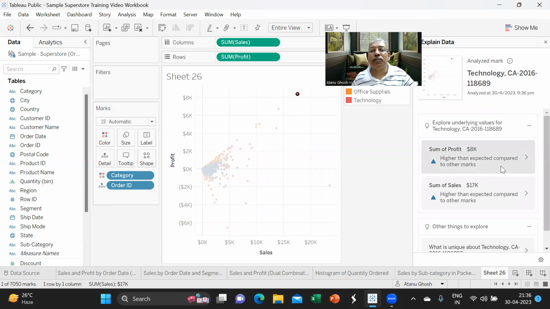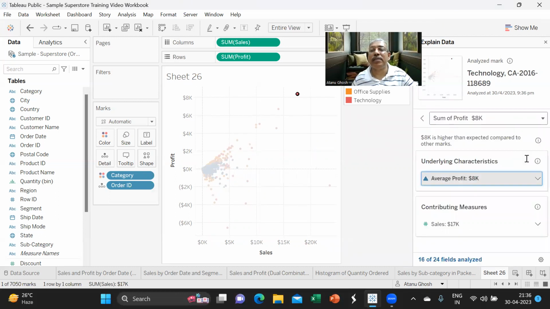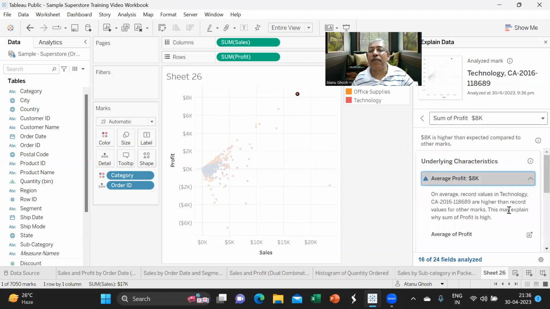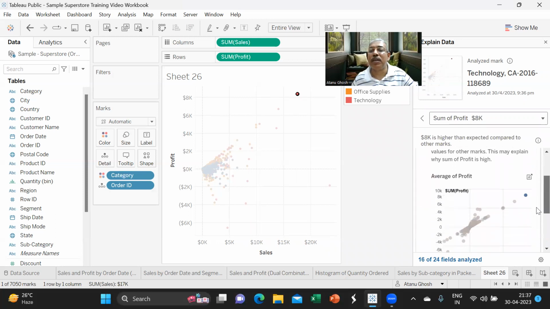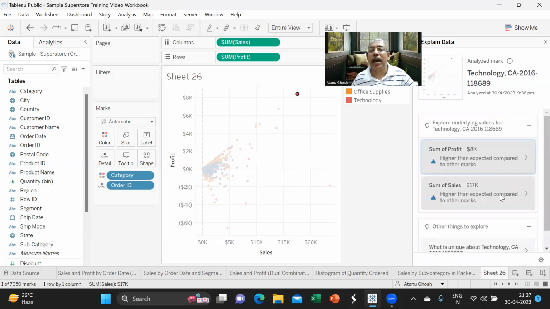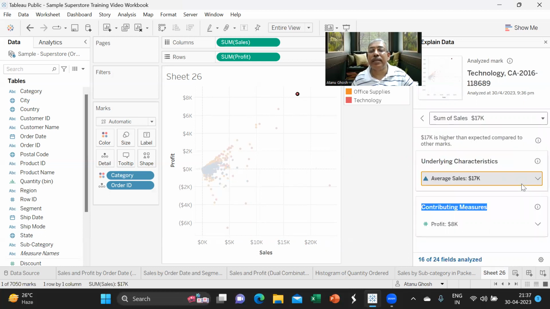If you go to Explain Data, it will help you analyze what is exceptional about this data. It says that in this particular case, the sum of profit is 8,000 and is higher than expected compared to other profits. If you go to the details, you will see that the average profit is 8,000. Of course, the average and the total are the same because there is only one entity there, and this is the element having a very high average profit. And if you go to the sales, it will show that it is higher than the average.